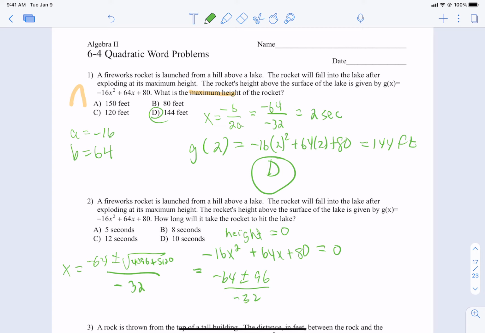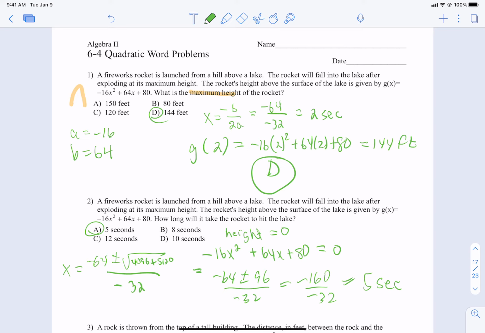Okay, now let's do the math. It's just two math equations. Negative 64 plus 96 is a positive divided by a negative. A positive divided by a negative is a negative. We're not going to go backwards in time. So it just so happens we're going to use the negative version this time. Negative 64 minus 96 is negative 160 divided by negative 32 will give us the positive time we're looking for, and the answer is 5 seconds.